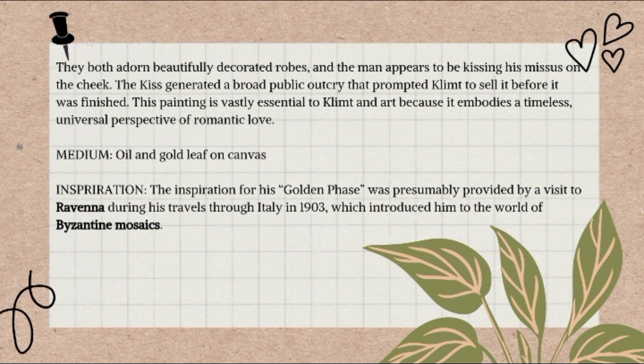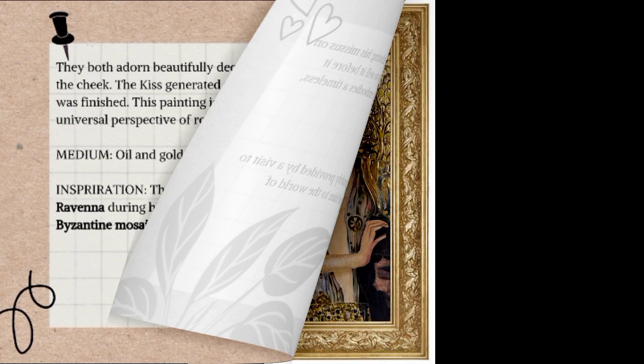The medium used is oil and gold leaf on canvas. The inspiration for his golden phase was presumably provided by a visit to Ravenna during his travel through Italy in 1903, which introduced him to the world of Byzantine mosaics.